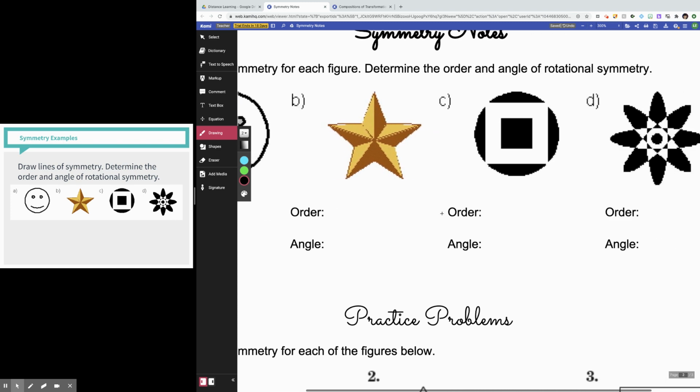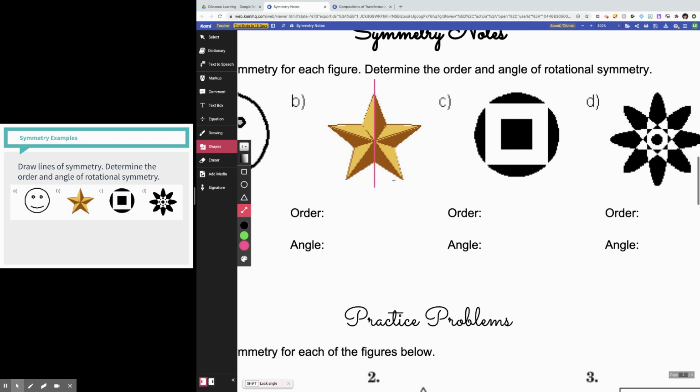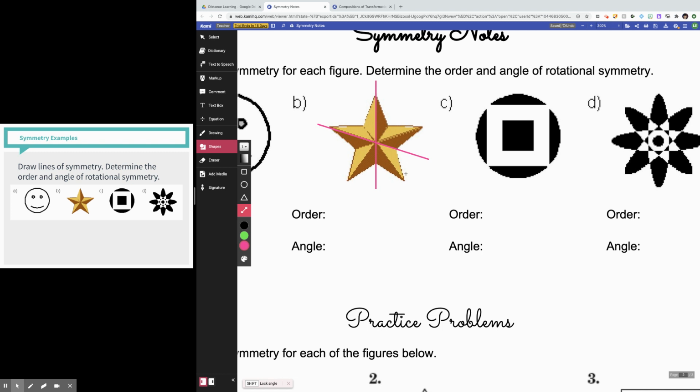So let's look at B, because this one's going to be a little bit different. This is a star, and we can definitely draw lots of lines of symmetry for this one. We can draw one straight down the middle like this, but we can do that at each vertex. So we can draw a line through at this point, a line through at this point, and then finally this point right here. So I have 5 lines of symmetry here.